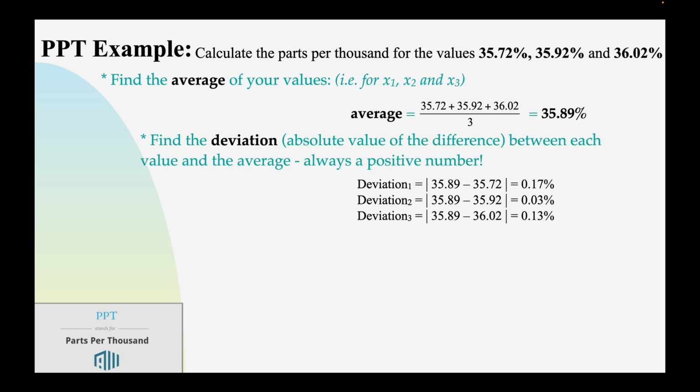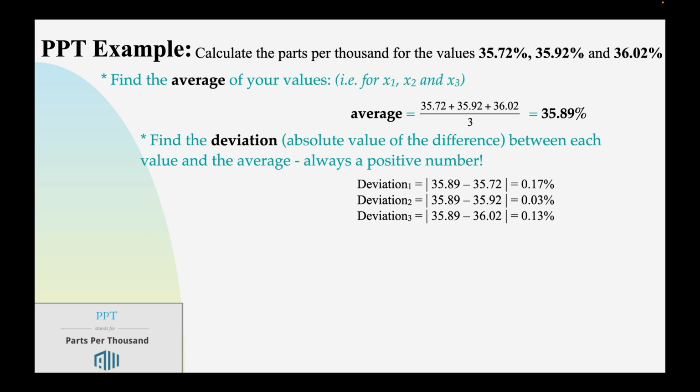Next thing you want to find is the deviation. And again, the deviation is the absolute value of the difference between your average and the individual values. So if you look at those, we're taking the average, 35.89, and essentially subtracting each of the individual values. So 35.89 minus 35.72, that comes out to be 0.17%, which is fantastic. But notice the next one, 35.89 minus 35.92. Initially, that would come out as minus 0.03%.